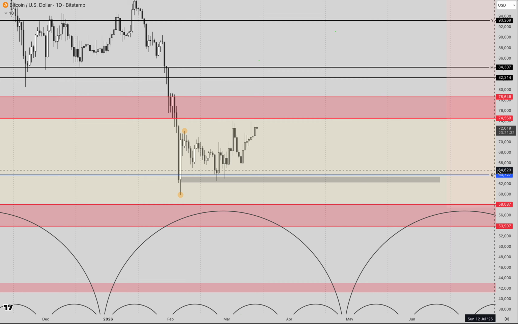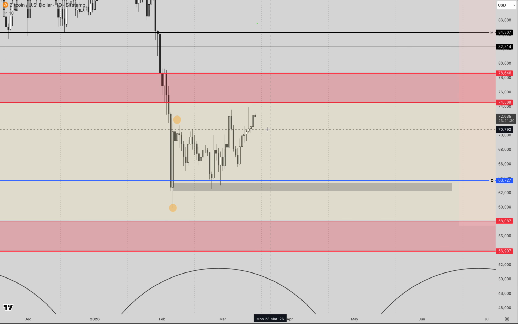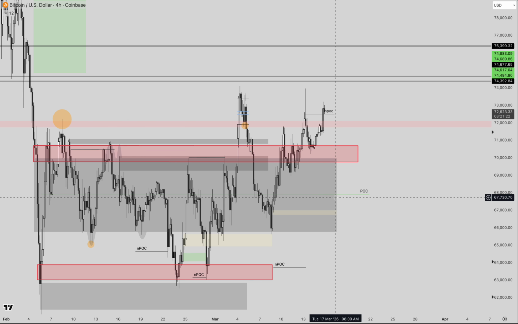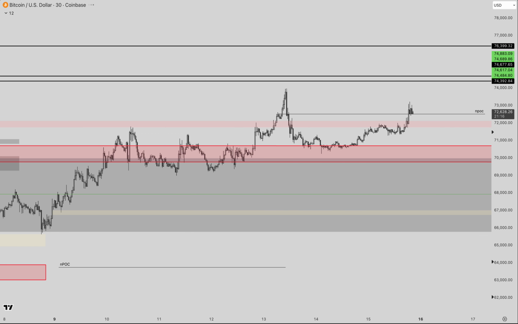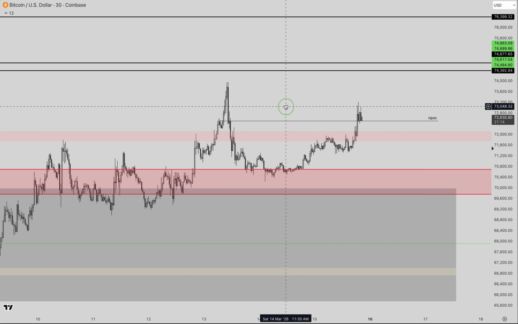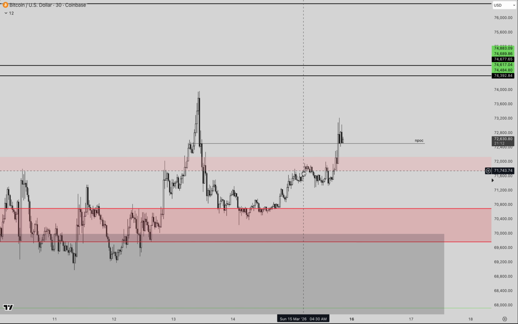But that's kind of my bias, and I don't really have any reason to change that bias because nothing has really changed. We've basically been chopping in this range for a month and a half, driving people crazy. I literally have a range within a range within a range. It's unreal. But yeah, my thoughts and my biases have not really changed for much of anything.